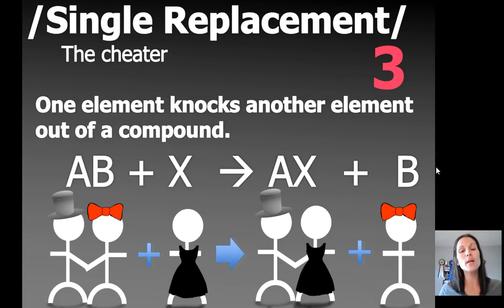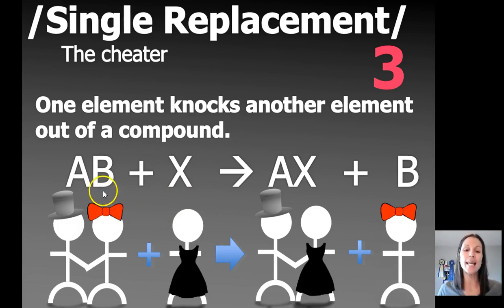Single replacement, or sometimes referred to as single displacement reactions, can sometimes be kind of candidly called the cheater. It's when one element knocks out another element of a compound. So we can say that one compound goes to a dance, and this element, little black dress, comes all on her own. Some point throughout the night, they switch, and top hat starts dancing with little black dress, and a little red bow is left all on her own. So this element knocks the little red bow element out of the compound that she was originally a part of.